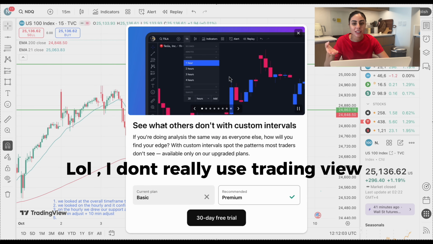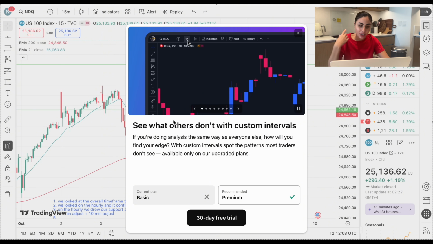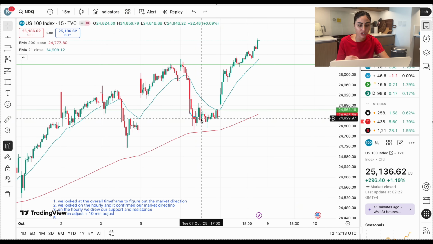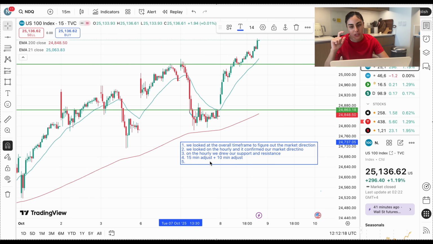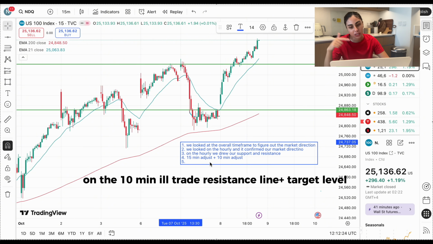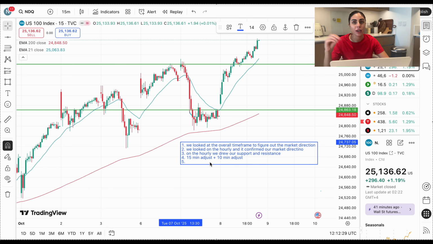Okay guys, so essentially I haven't paid for my TradingView, so we cannot use the 10-minute time frame. So I'm just going to explain it over here and then you can see it in my live trade. So then essentially we go on the 10-minute time frame and just adjust our support level. And then usually I would draw my target line, so my resistance level, where I would like to take profit. And then I would essentially just wait for price action and I will enter either on the 10-minute time frame or the 5-minute time frame.